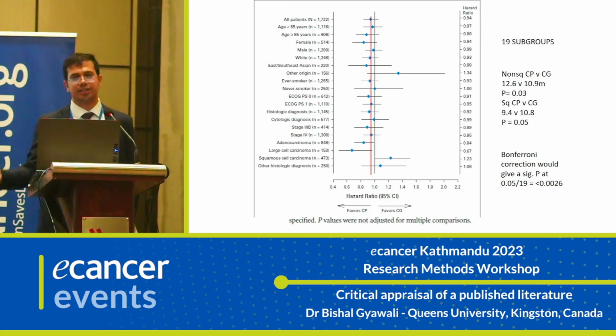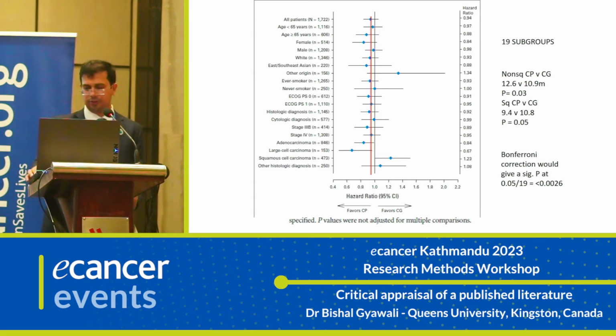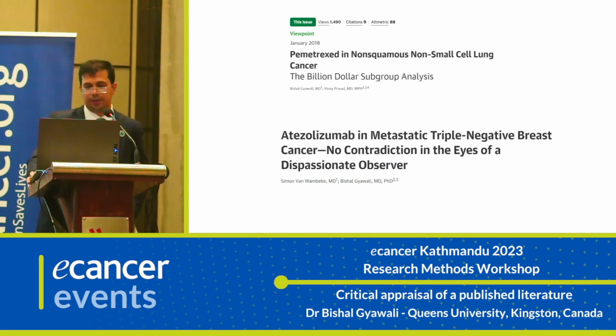If they had adjusted for this, if they had done a correction for multiple comparisons, only a p-value of less than 0.0026 would have been considered significant. But they did not adjust for it, p-value of 0.03, 0.05. These changed the guidelines. And after knowing this, I wrote this paper calling it the billion-dollar subgroup analysis because the sales of pemetrexed based on that subgroup analysis started to rise.